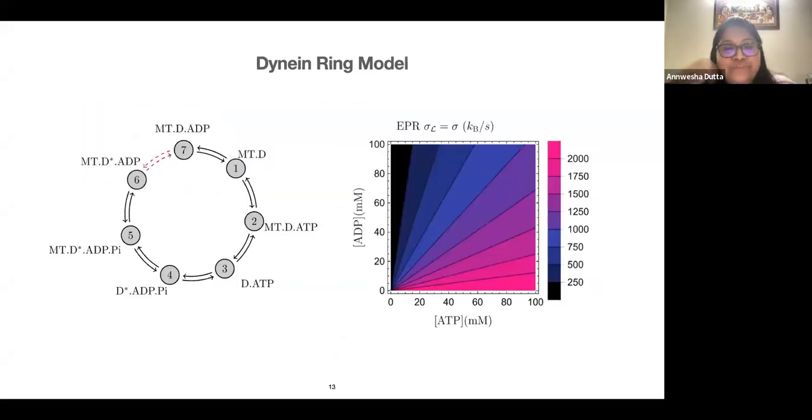Now let's look at a few molecular machine models where we can apply these studies. So here we have this dining ring model where we have one cycle, and we can see that as we increase the concentration of ATP, there is an increase in the entropy production rate. That is, as it's taking more and more ATP and moving, the system is dissipating more compared to when we increase the concentration of ADP.